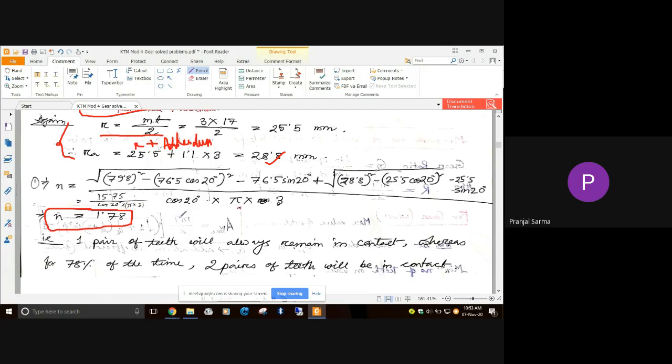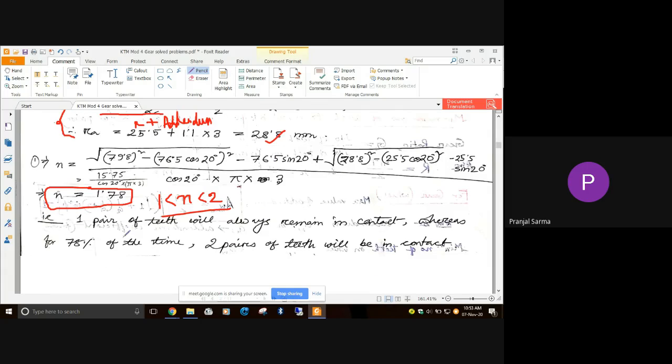So what's the meaning of it? This 1.78 is greater than 1 and less than 2. So basically what is the meaning of a 1.78 contact ratio? One pair of teeth will always be in contact at all times, whereas the 0.78 means that during 78% of the time two pairs of teeth will be in contact. Understood? That is the meaning of 1.78.